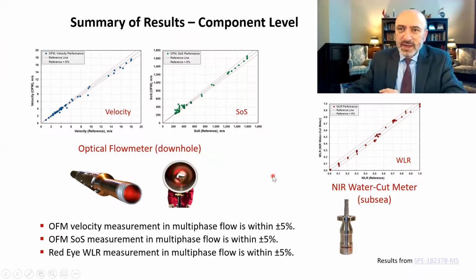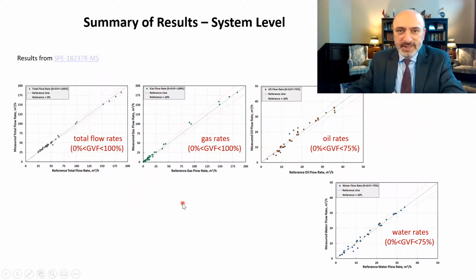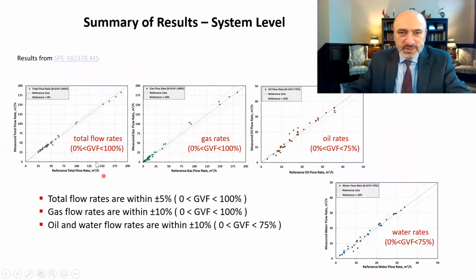So let's see how these component level raw measurements are used in the phase flow rates in the system level measurements. And here are those measurements. First, the total flow rates, and gas, oil, and water flow rates are shown. Now, the total flow rates are within plus or minus 5%, and gas, oil, and water rates are within plus or minus 10%. We had some outliers, as you can notice.